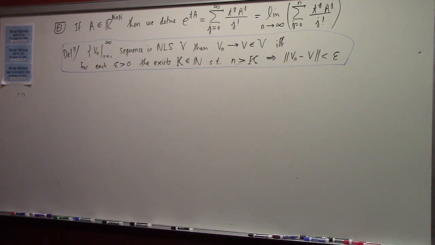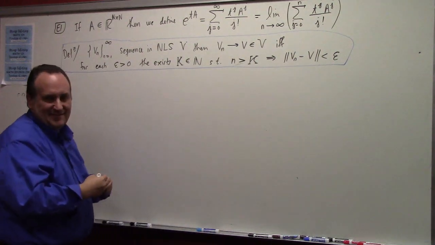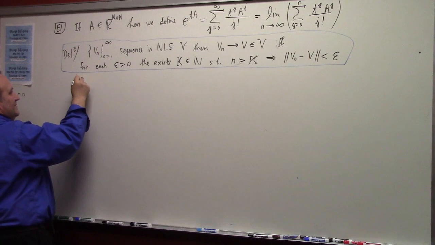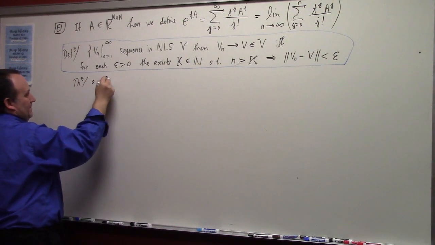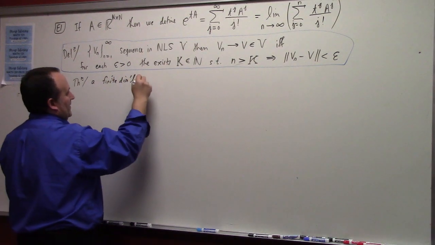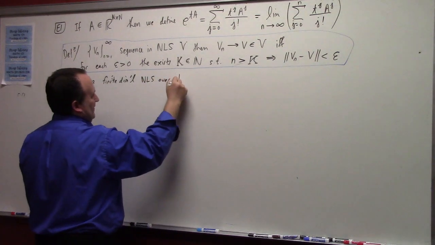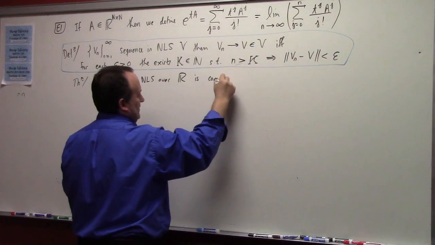Okay. Theorem. A normed linear space is complete. Now that's not true in general, but theorem: a finite dimensional normed linear space over R is complete.